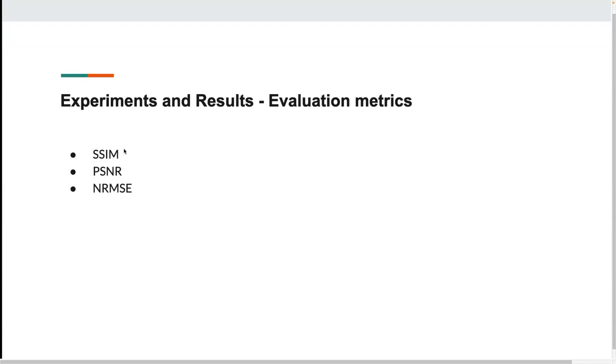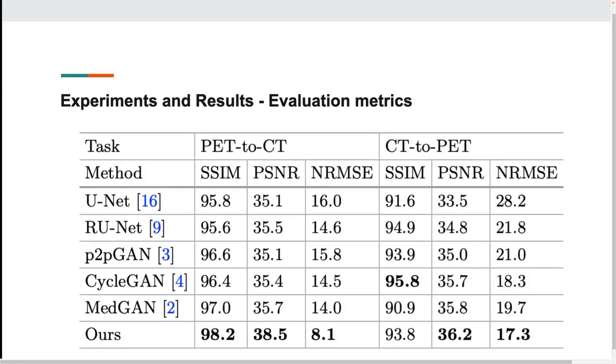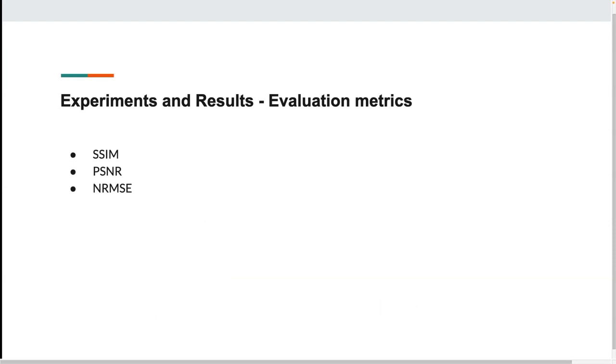Next, I'm going to talk about the SSIM, the PSNR, and the NRMSE. These are the evaluation metrics that they use in this paper. Before I explain the results, I want to make sure what they are. SSIM is the structural similarity index measure. The second, PSNR, is the peak signal-to-noise ratio. The third is the NRMSE, which is the normalized root mean squared error.